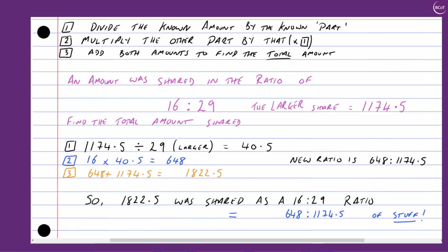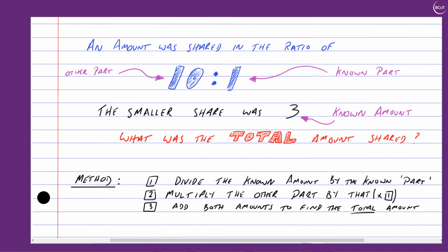As long as you always go back to the method, divide the known amount of stuff by the known parts of the ratio, as in one side of the ratio that you know, then you multiply the other side by the number you just worked out to make it fair. And then if it asks you to find the amount of stuff for the other side, you do that. If it asks you to find a total amount, then you just add the two amounts together.